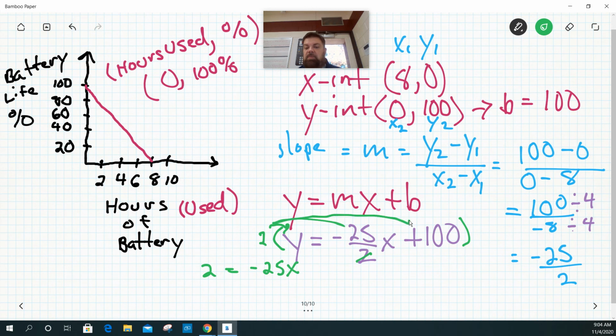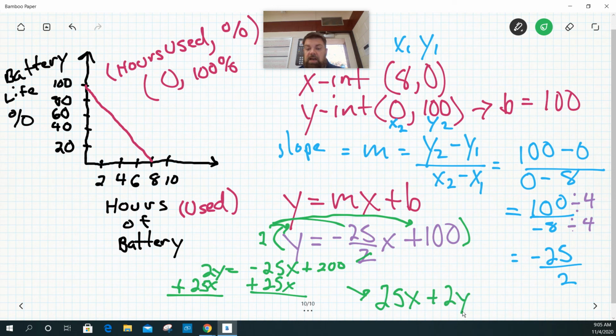And then if I multiply this by 100, I get positive 200. Then what I'm going to do is add 25x. Oh, this is 2y. So then I'm going to add 25x to both sides. 25x is not a like term with 2y. So that just becomes, and I'll write this over here, 25x plus 2y equals 200.